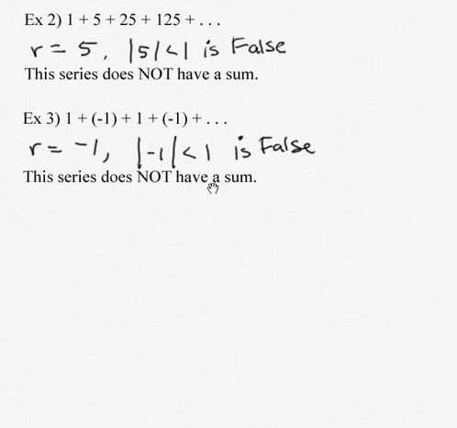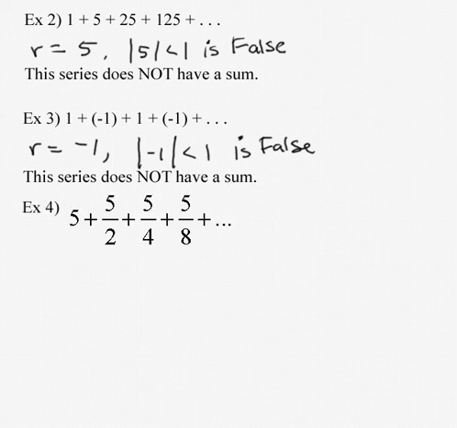I know you're tempted to say that, but think about it. If you took a sum of an even number of terms, you would get 0. If you took the sum of an odd number of terms, you would get 1. And that's vacillating too much to go from 0 to 1. It is not approaching a limit. It's jumping back and forth between two values. So again, the absolute value of negative 1 being less than 1 is false. Therefore, it does not have a sum. We can't use that formula.